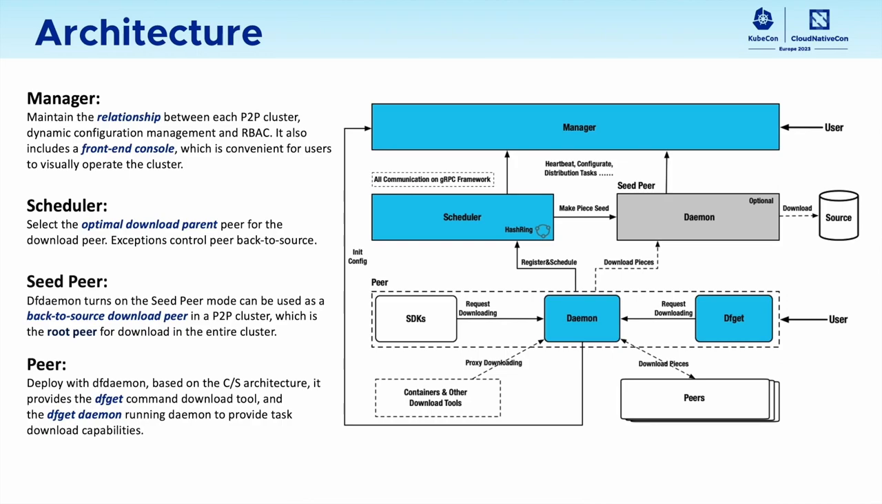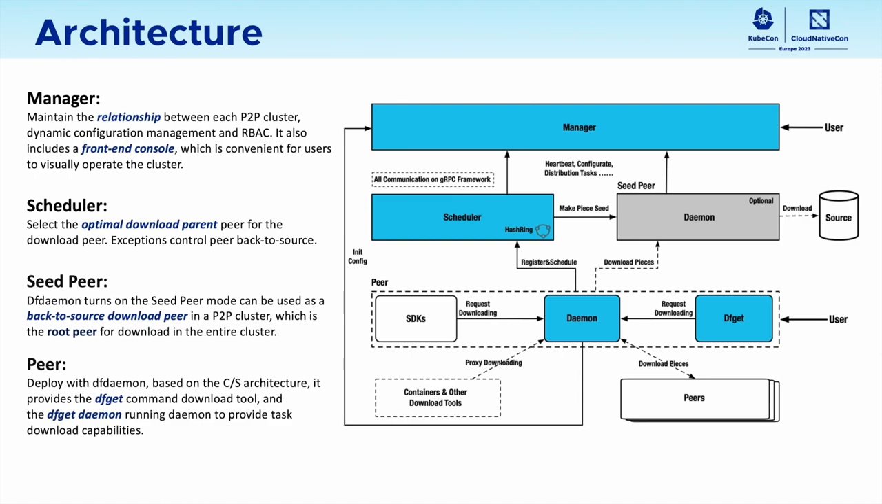Seed peer can be triggered by the scheduler to download back to source and divide the resource into pieces, which can be used as the root node of the cluster resource. It also has the features of a peer. Usually, the seed peer in the cluster is provided with a high performance machine and a high quality network environment, so that when downloading a task for the first time, it can go back to source and download the resource at a faster speed.